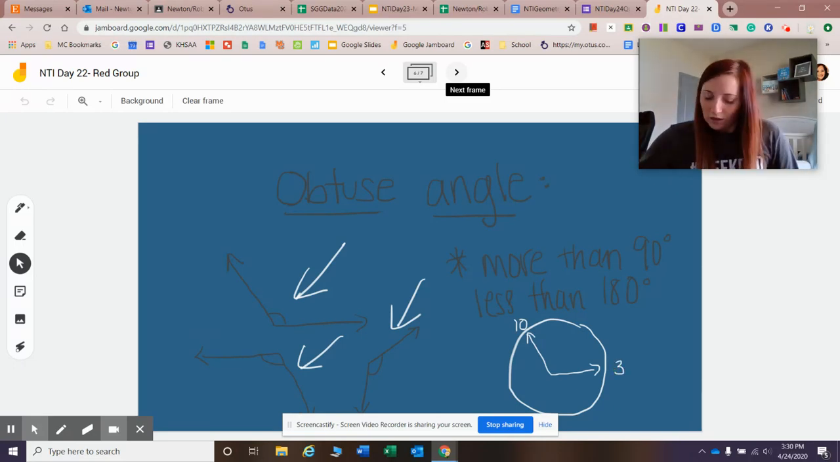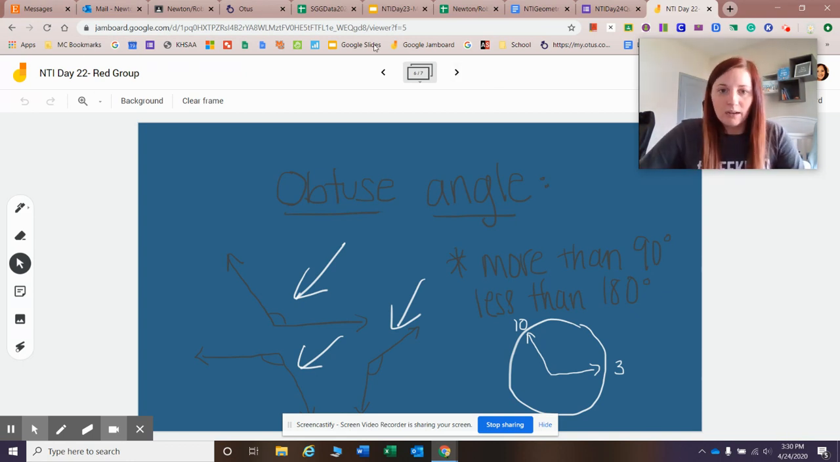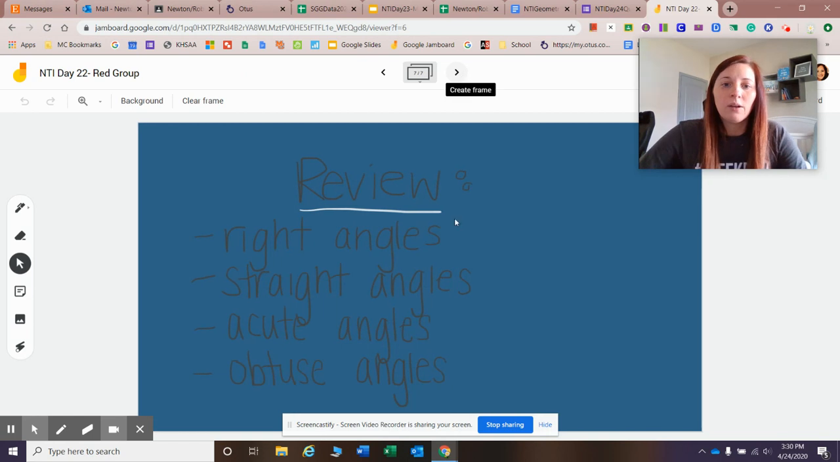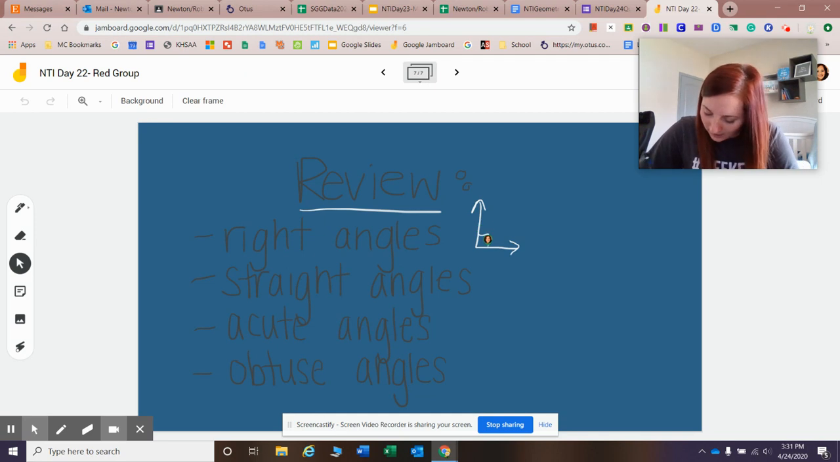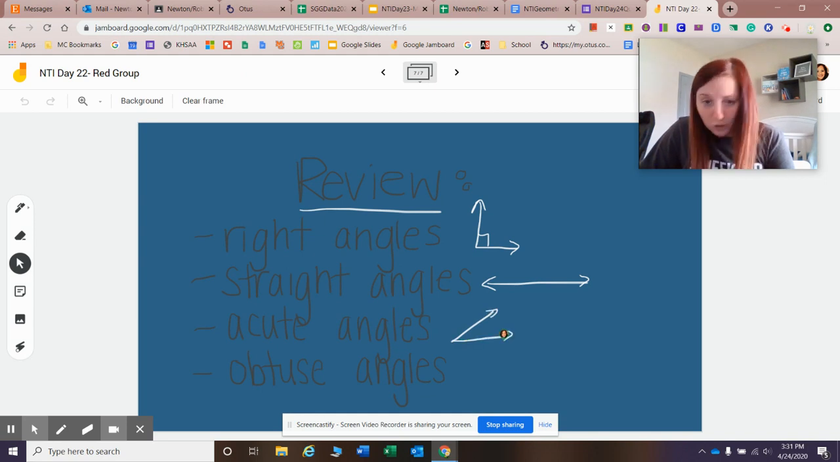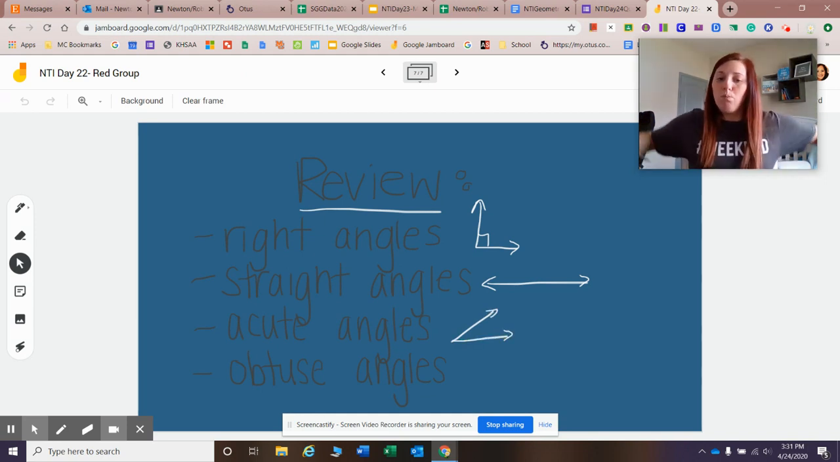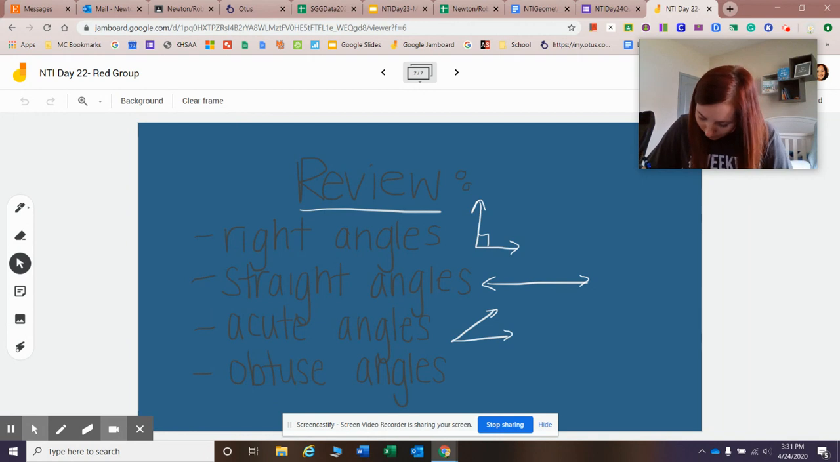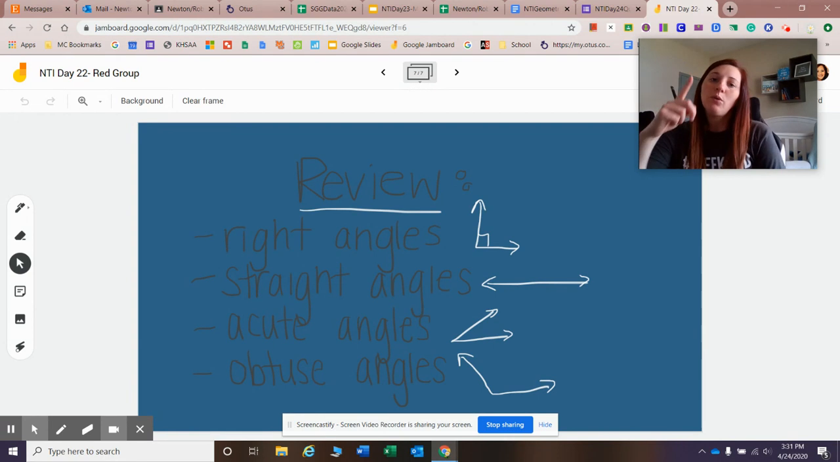So those are your different types of angles. Let's go ahead and review them. We have right angles, which are 90-degree angles. Straight angles, a straight line across, which is 180. Acute angles, they're little bitty angles. They're so cute. And obtuse angles, they're big angles. They're like this.